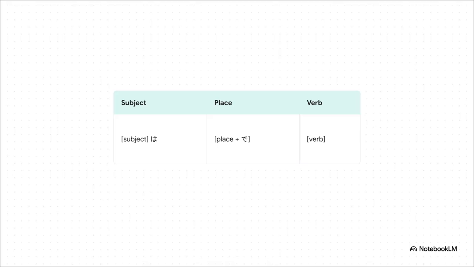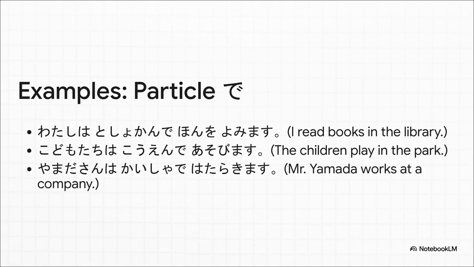And here's the good news. The structure is just as clean and predictable as before. You just name the place, pop de right after it, and bam, you've set the scene for whatever is about to happen. For example, I read books in the library. The location is the library, so toshokan de. The children play in the park. Where do they play? In the park. Koen de. Mr. Yamada works at a company. You guessed it, kaisha de. See how de just locks the action to a location?